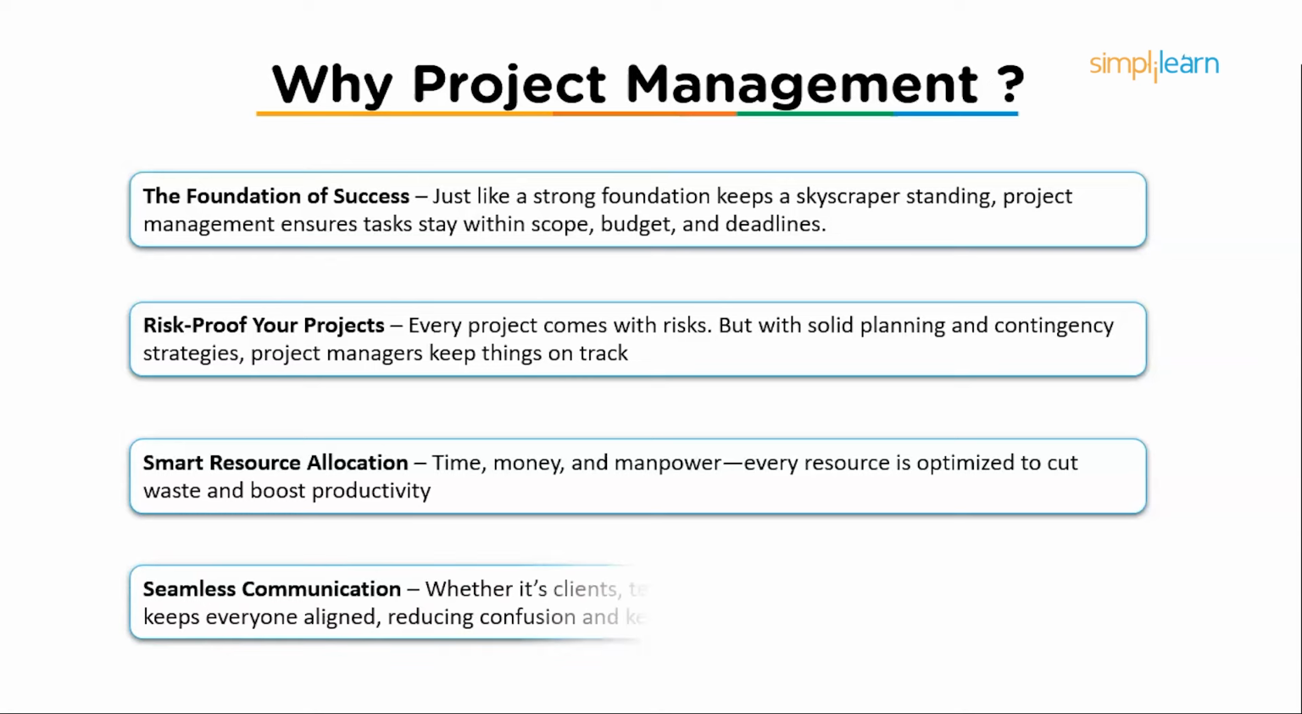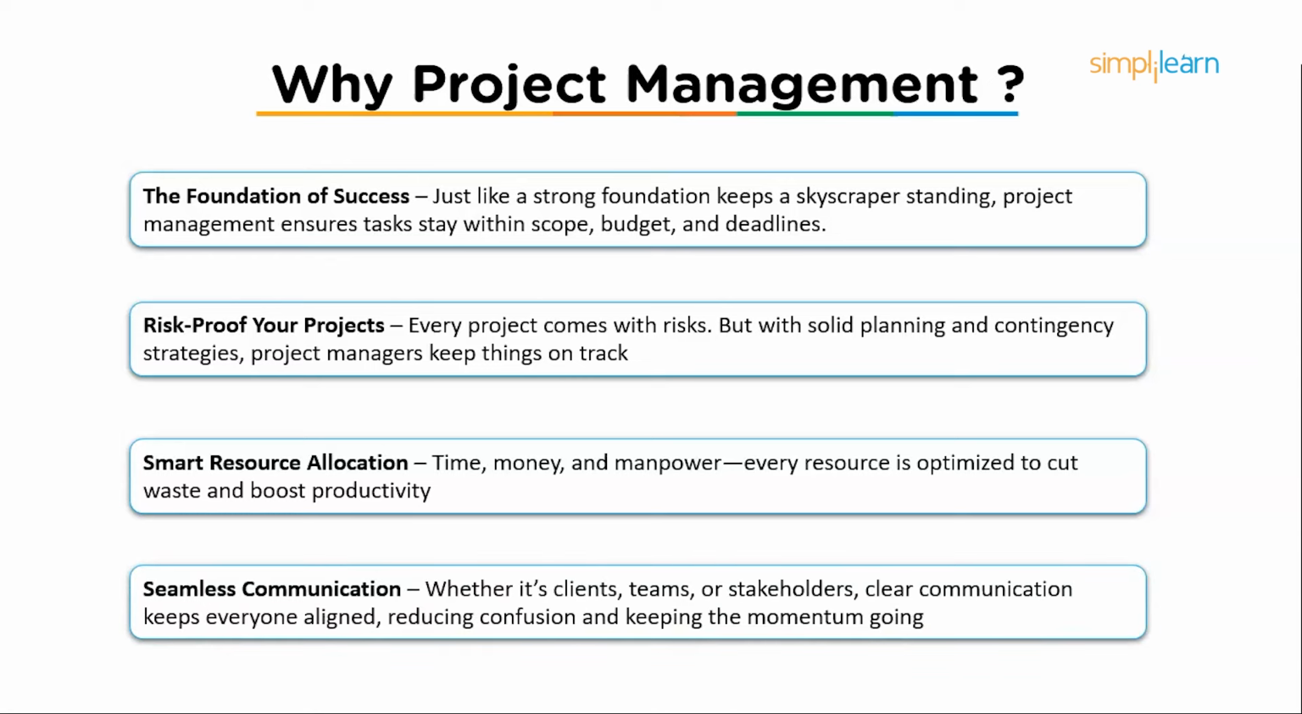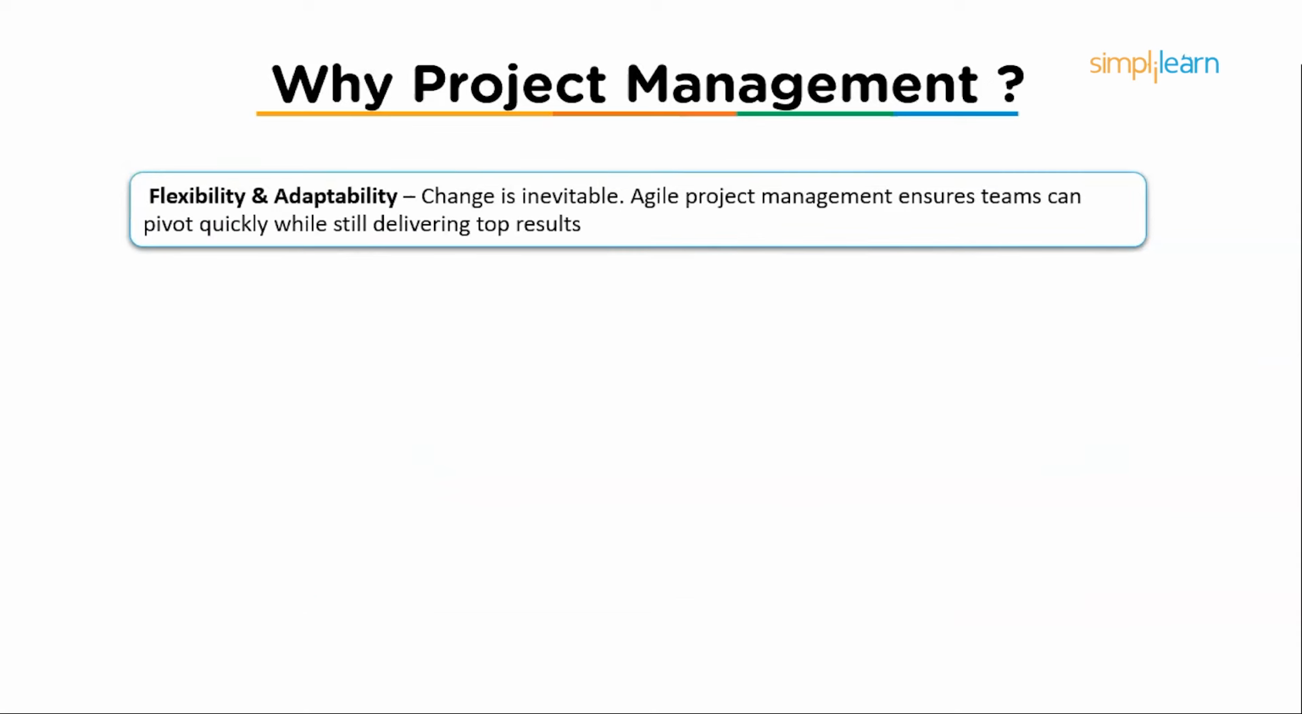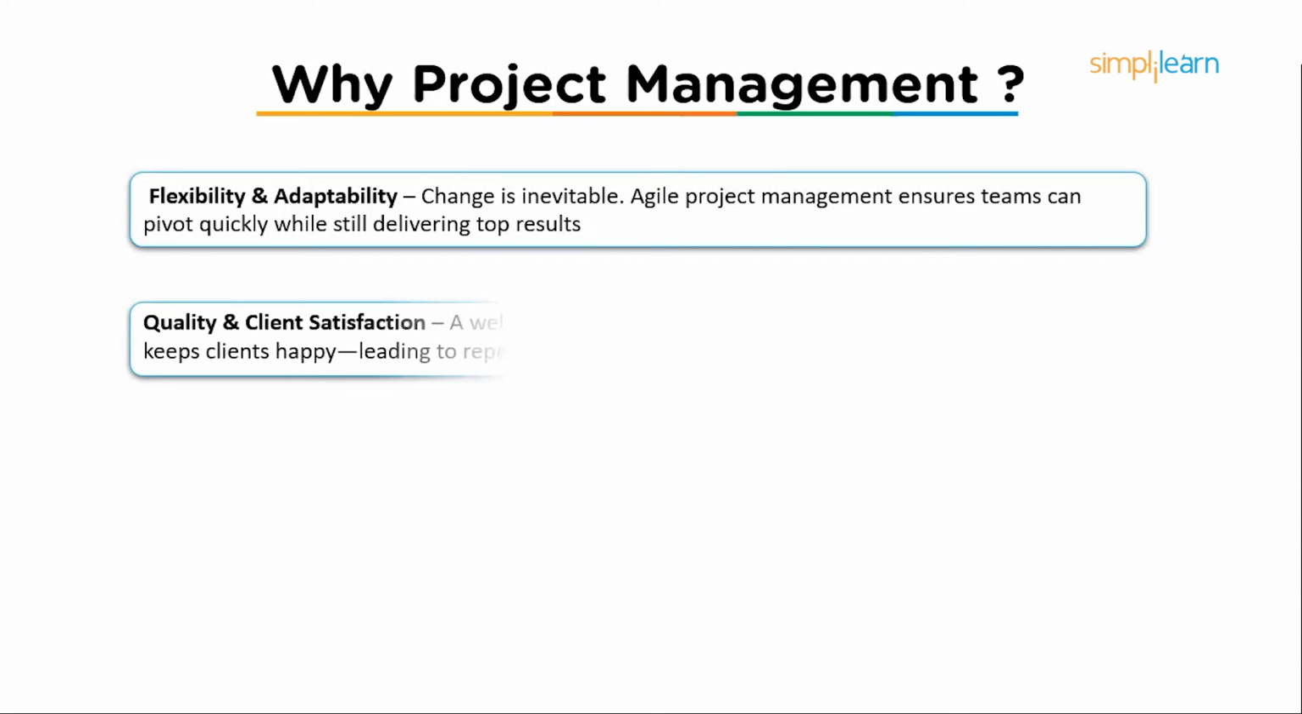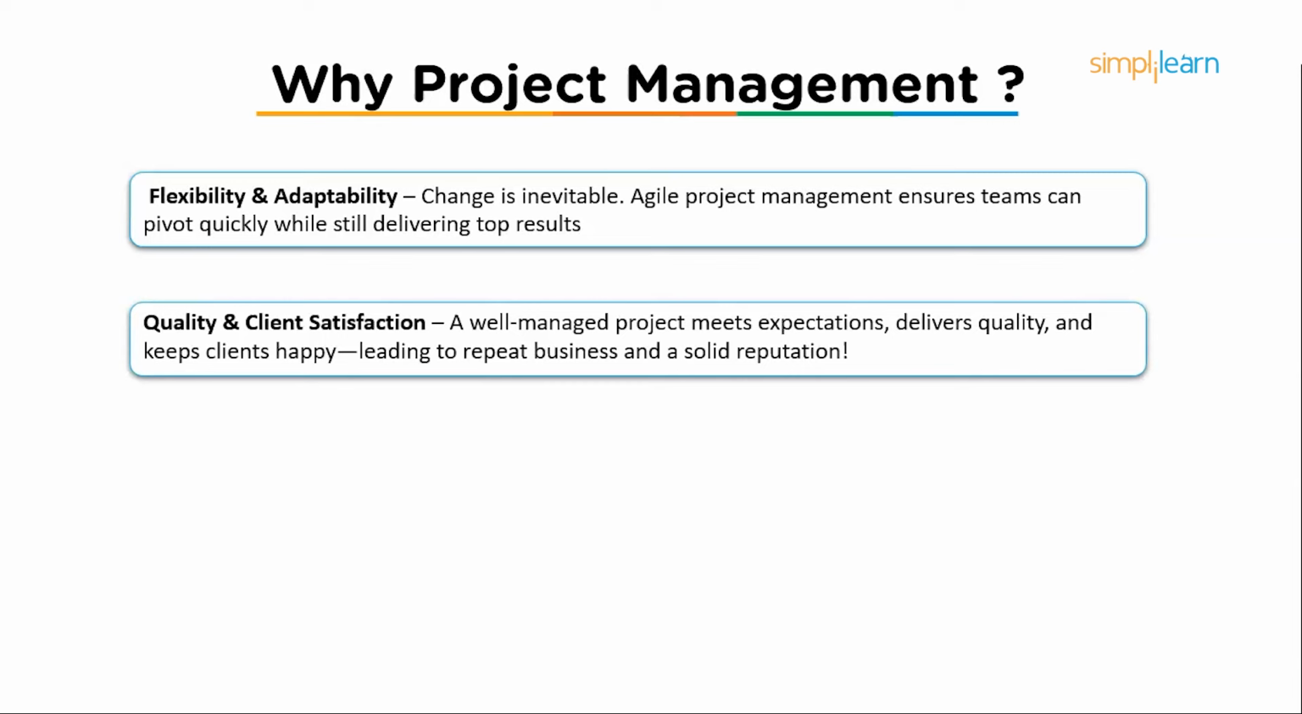Now, moving on to the next, we have seamless communication. Whether it's clients, teams, or stakeholders, clear communication keeps everyone aligned, reducing confusion and keeping the momentum going. Now, moving on to the next, we have flexibility and adaptability. Change is inevitable. So, agile project management ensures teams can pivot quickly while still delivering top results. Now, moving on to the next, we have quality and client satisfaction. A well managed project meets expectations, delivers quality, and keeps clients happy, leading to repeat business and a solid reputation.